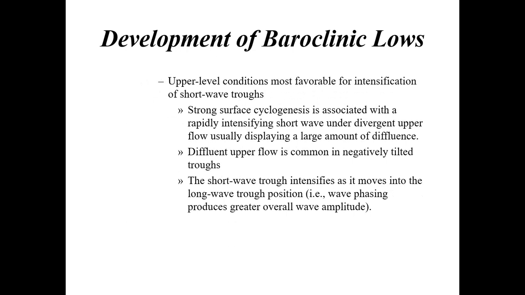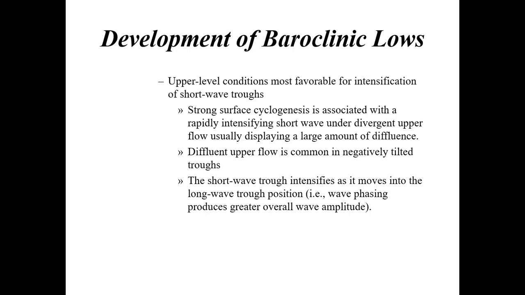Upper level conditions most favorable for intensification of a shortwave trough. So we talk about shortwave troughs. Again, a trough is simply an area of lower heights in the atmosphere. Shortwave troughs typically occur at 500 millibars, 18,000 feet above the ground, as well as 700 millibars, 10,000 feet above the ground. So when I say shortwave troughs, we're talking about areas of lower height aloft at 10,000 to 18,000 feet.